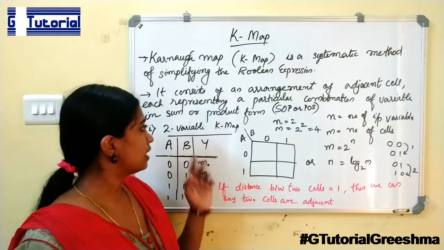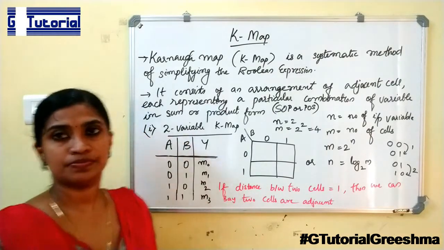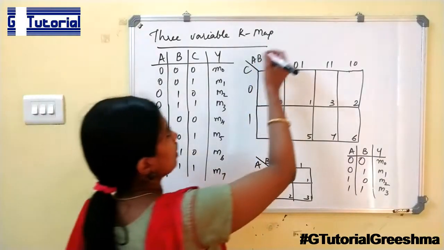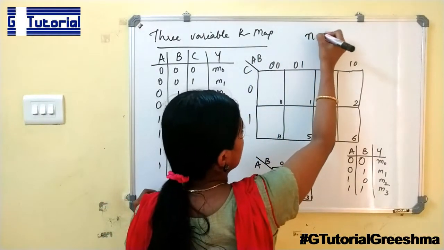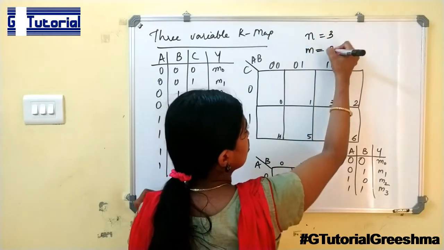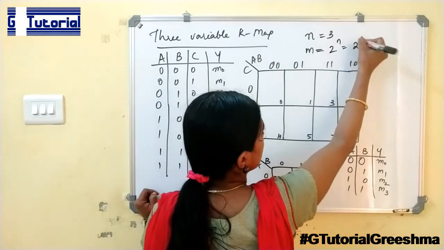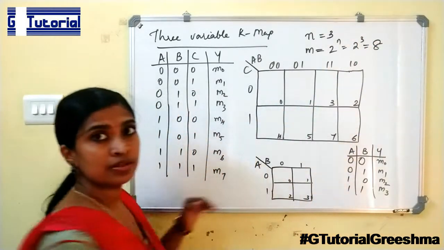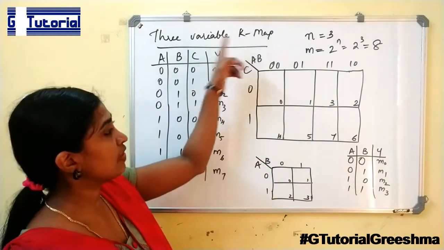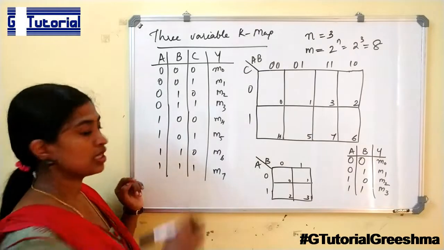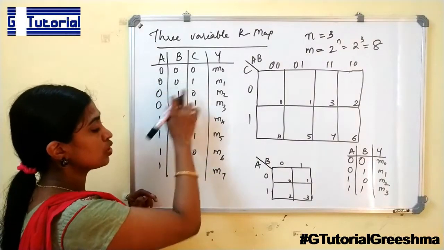Now let us see the 3 variable K-map. This is a 3 variable K-map. In a 3 variable K-map, the number of input bits is 3. So the number of cells is given by m equal to 2 raised to n, that is 2 raised to 3. So there will be 8 cells: 1, 2, 3, 4, 5, 6, 7, 8. There are 8 cells in a 3 variable K-map. The possible input combinations are 000, 001, and so on up to 111.